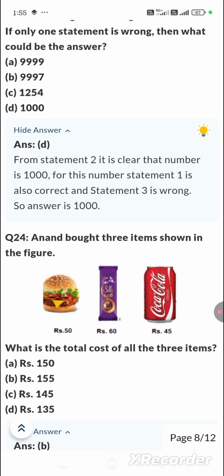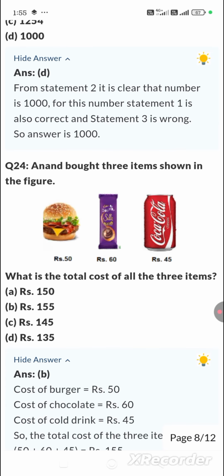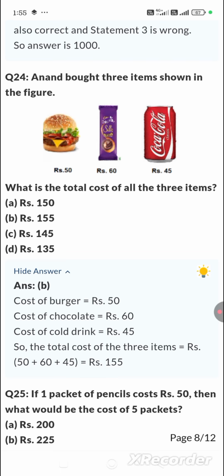Anand bought 3 items shown in the figure. What is the total cost of all 3 items? Cost of burger is rupees 50, cost of chocolate is rupees 60, cost of cold drink is rupees 45. So the total cost of the 3 items is rupees 50 plus 60 plus 45, that is rupees 155.